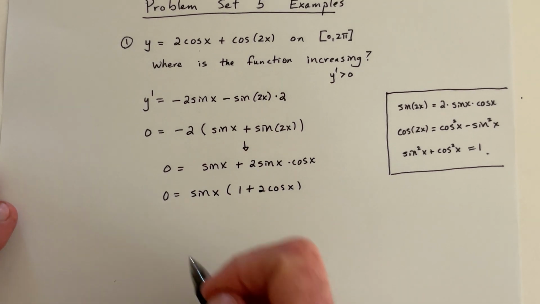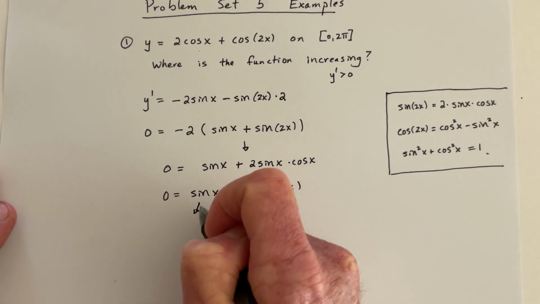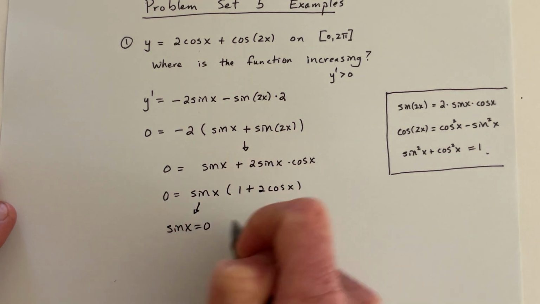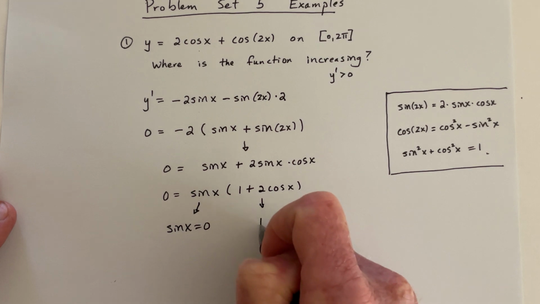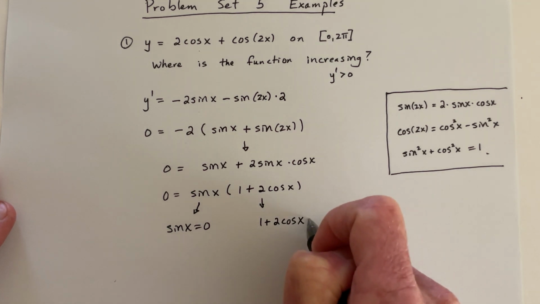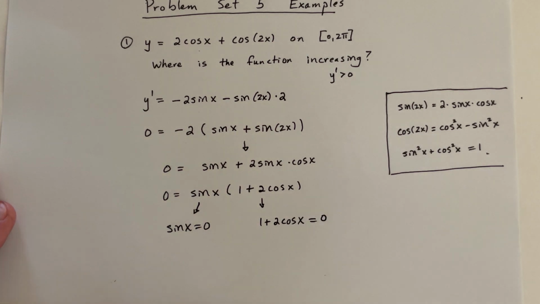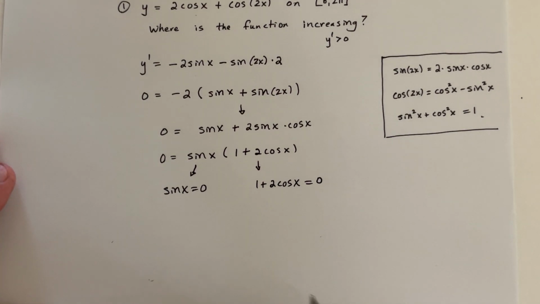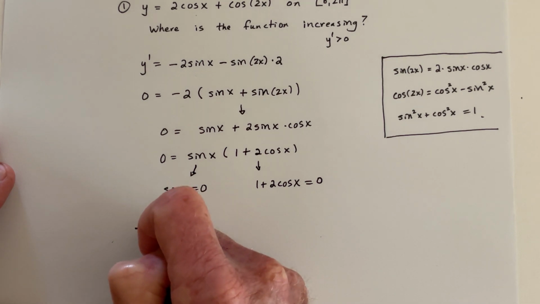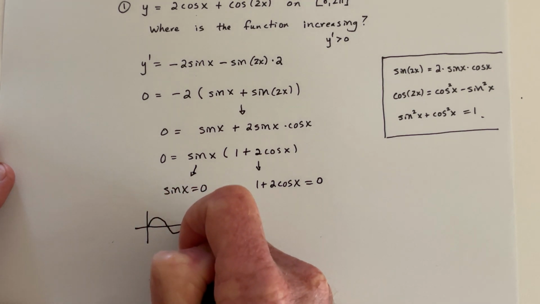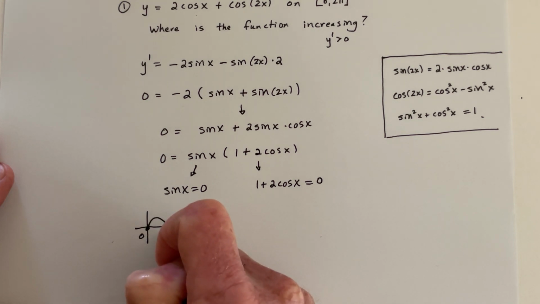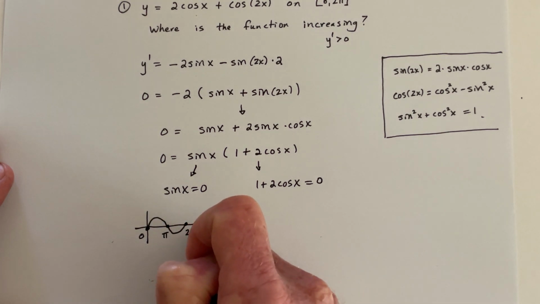And now that it's been factored, you can separate these and say one possibility is that sine of x equals 0. Another possibility is that 1 plus 2 cosine of x equals 0. And for this one, you could just look at the sine graph and it equals 0 at 0 and at pi and at 2 pi.